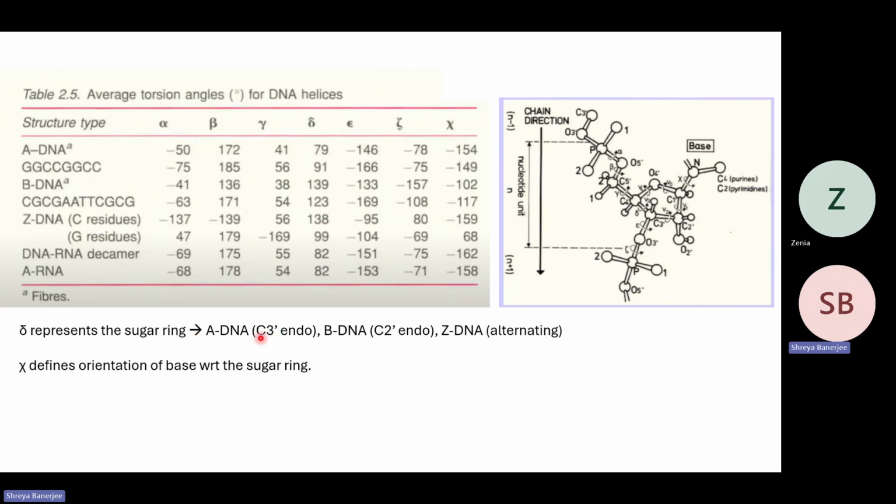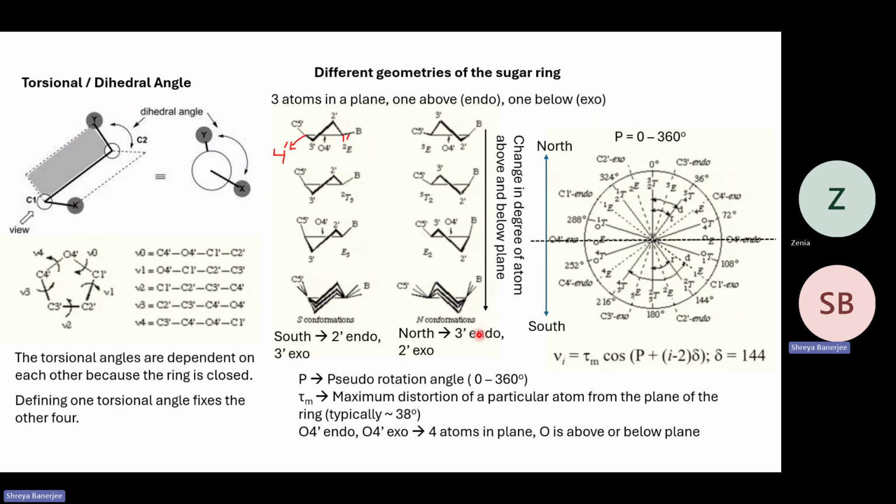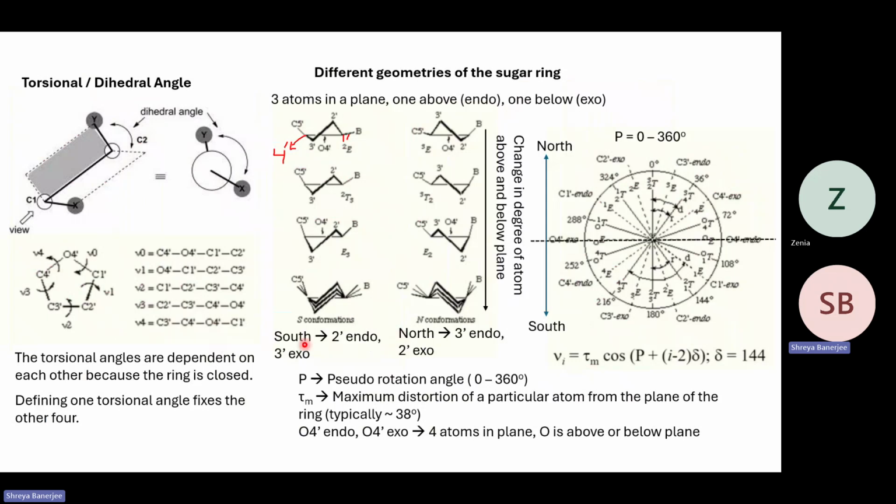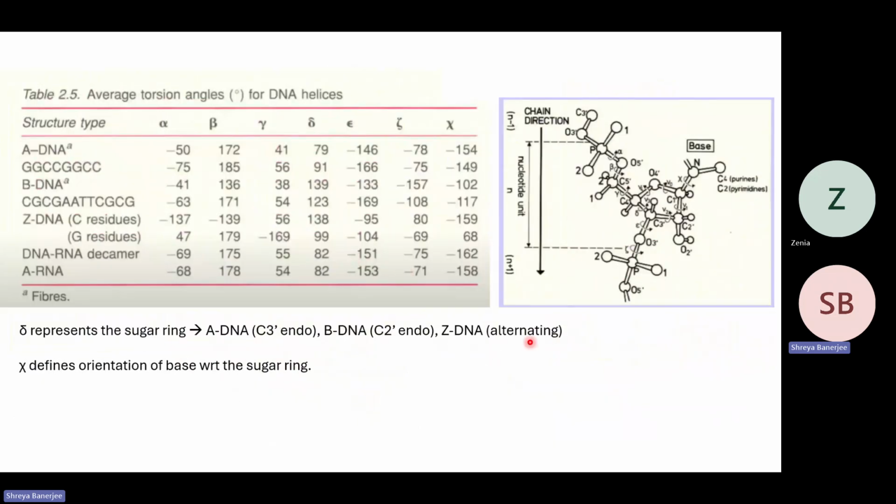In A-DNA, the delta angle is C3 prime endo, and in B-DNA it is C2 prime endo. So the delta angle, you can see A-DNA and B-DNA. C3 prime endo was the north conformation. So A-DNA has the north conformation and B-DNA C2 prime endo, so it's the south conformation. Whereas Z-DNA has alternating values. And the chi angle represents the orientation of the base with respect to the sugar ring. That is this chi torsion.